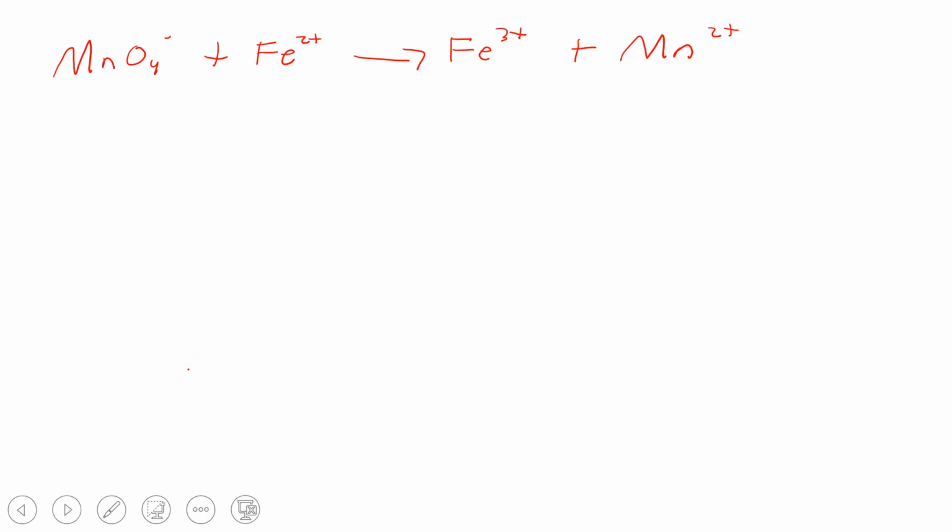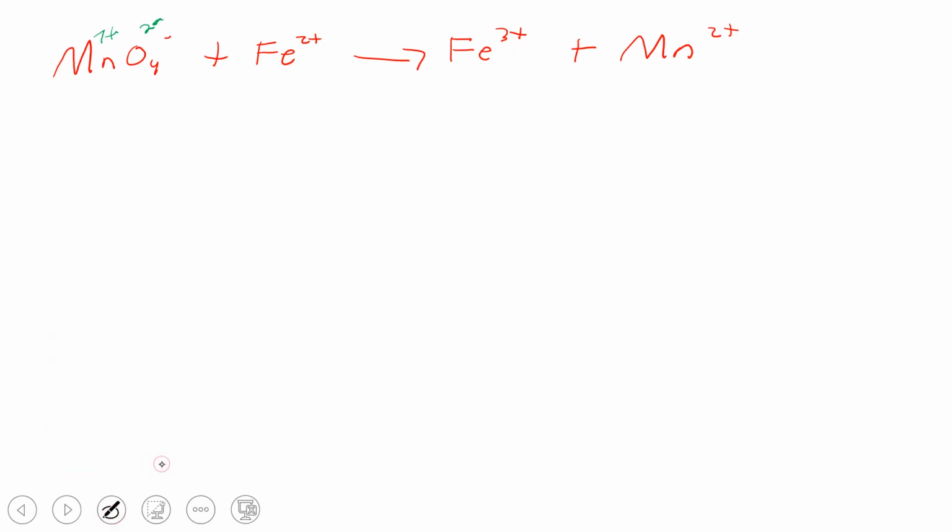So let's start by assigning our oxidation states. If we start with MnO4 negative, we know that oxygen always has a 2 negative charge on it. So 2 negative times 4 is 8 negative. We want this compound to have a negative charge, so that means manganese has a 7 positive charge on it. Iron we know has a 2 positive because we're told that. This iron on the product side has a 3 positive charge, and the last manganese over here has a 2 positive charge on it.